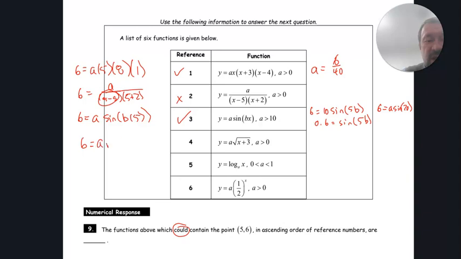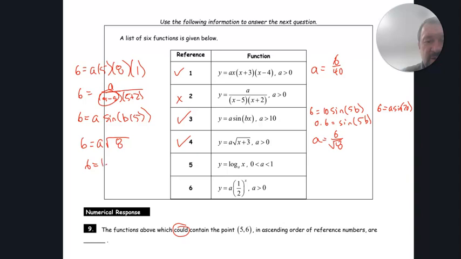Let's take a look at the next one here. 6 is equal to a times the square root of, well, 5 plus 3 is 8. Okay, so is it possible that I can get an a value out of this that's greater than 0? And yeah, for sure. A is going to be 6 divided by the square root of 8. Yes, I can simplify that, but I don't really need to because I can tell it's going to be positive. That's going to work.